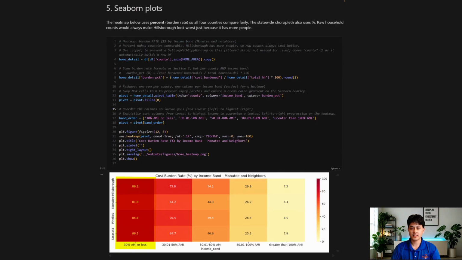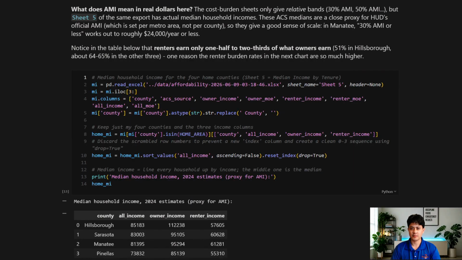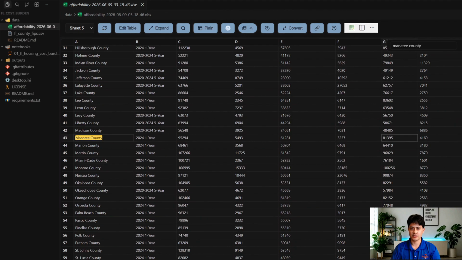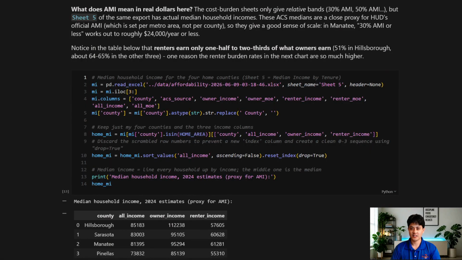To put this in real economic terms, Cell 13 parses Sheet 5 of the workbook to pull actual American Community Survey median household incomes. In Manatee County, the median income sits around $81,400, meaning our highest burden bracket represents families living on $24,400 or less per year. Crucially, this table highlights a stark wealth gap. Across our entire region, renters earn roughly half to two-thirds of what homeowners bring in.